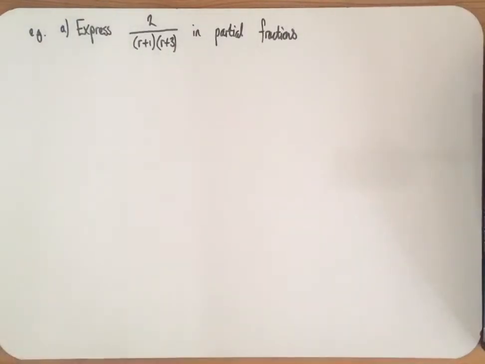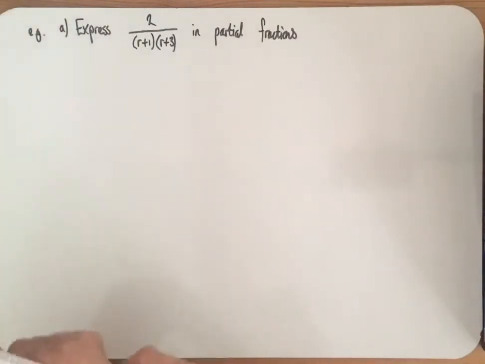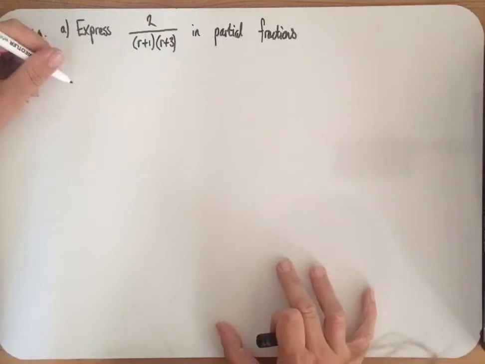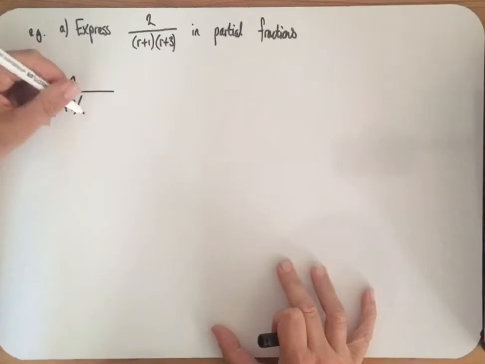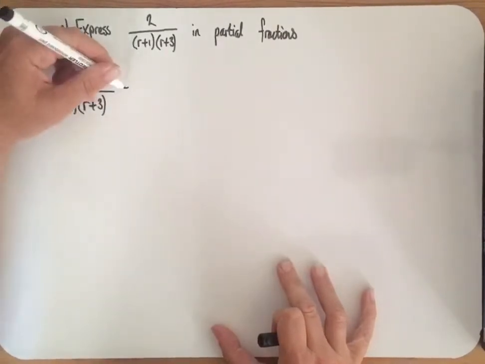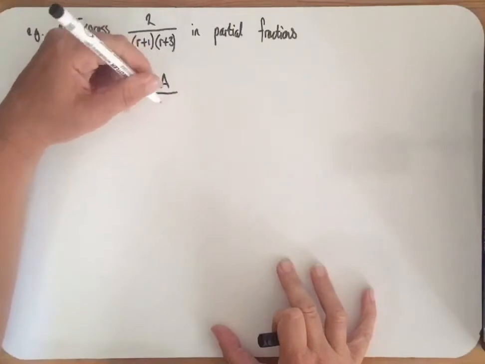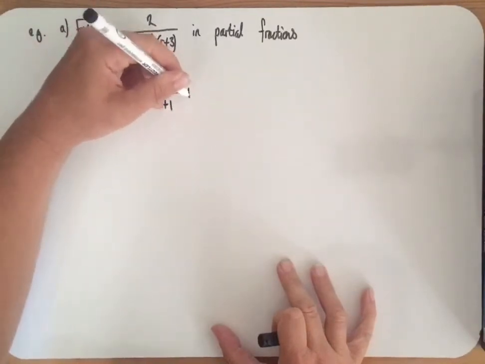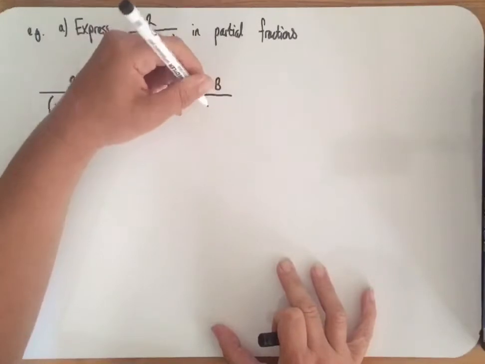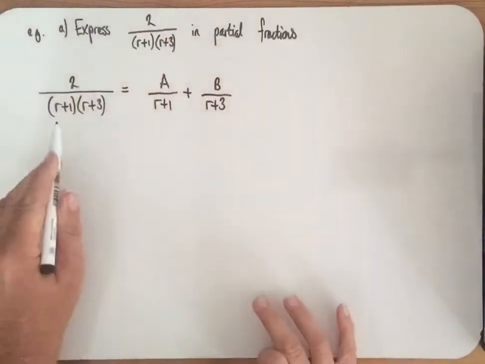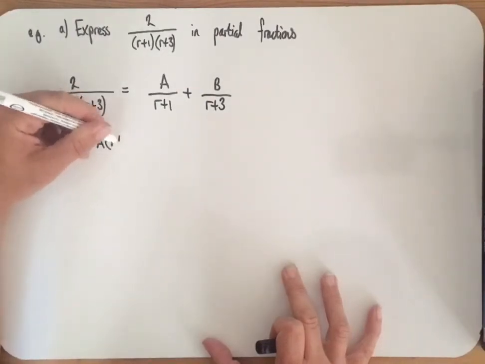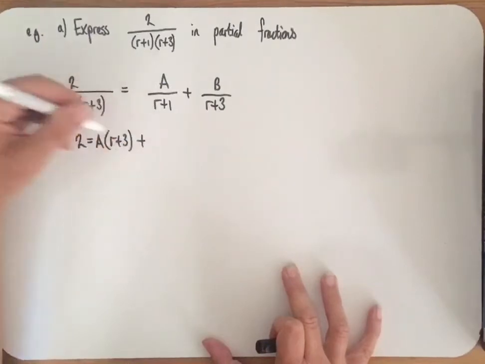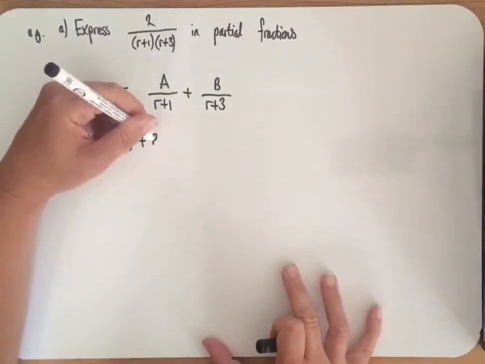Okay, an example of method of differences which involves partial fractions as well. So it's just pulling the two things together. So expressing as a partial fraction 2 over (r+1)(r+3), that is going to be A over r plus 1 plus B over r plus 3. Times by this denominator gives us 2 is equal to A(r+3) plus B lots of (r+1).